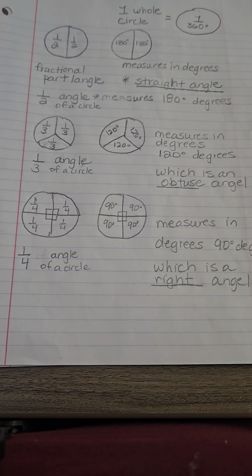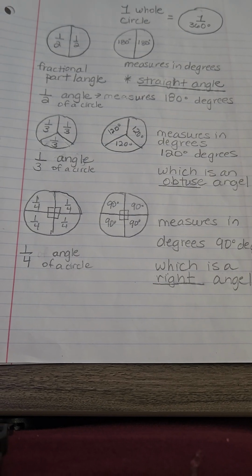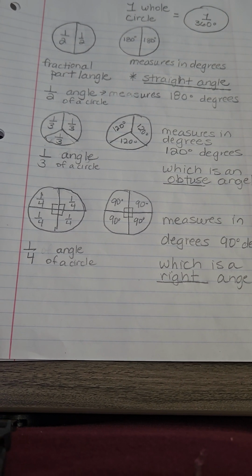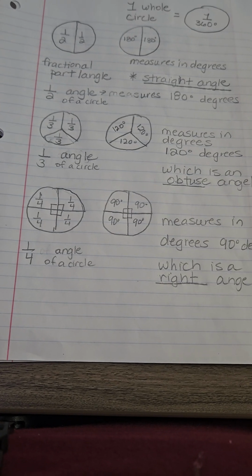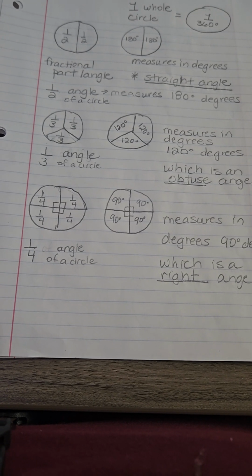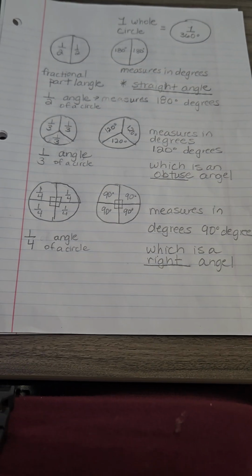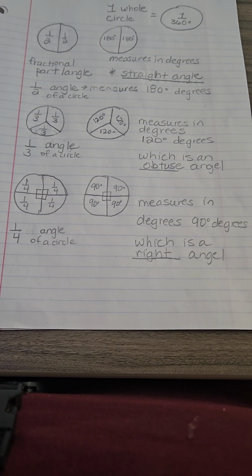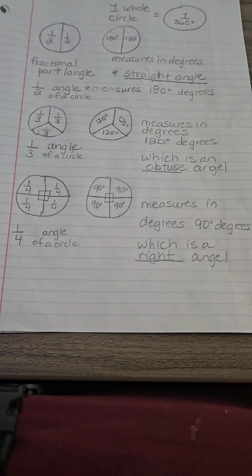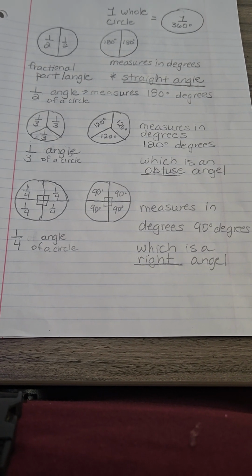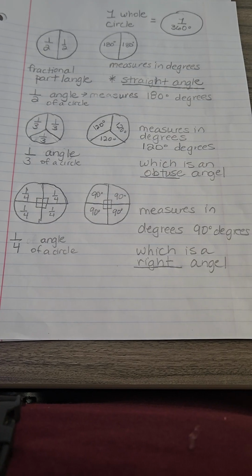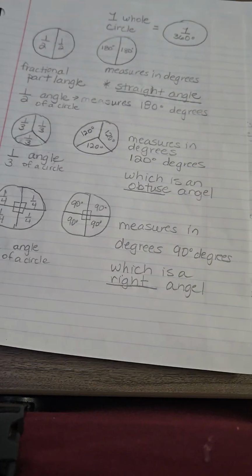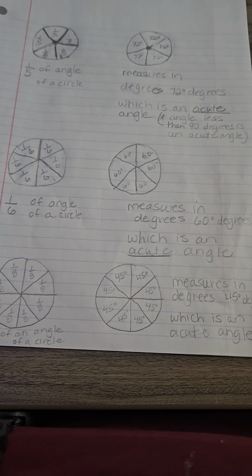All right, so if I take a circle and I divide it into 4 equal units, or 4 equal parts, that will be 1/4 of a circle. And that 1/4 of a circle makes a special angle, makes a right angle, which measures 90 degrees. The boys and girls have learned that 90 degrees, or a 90-degree angle, is a right angle. All right, so let's look at the next ones.